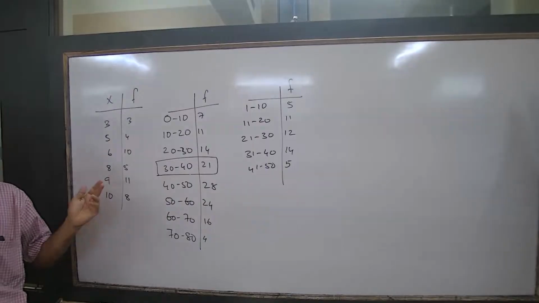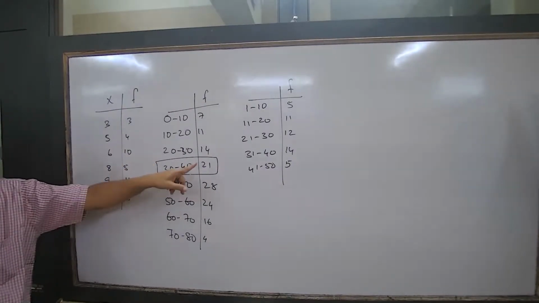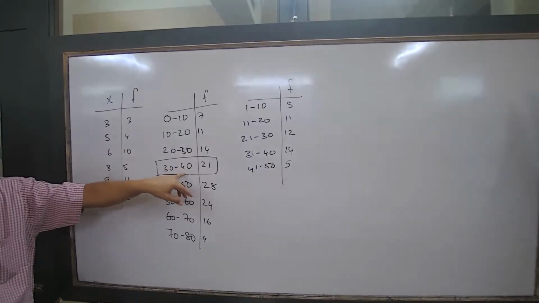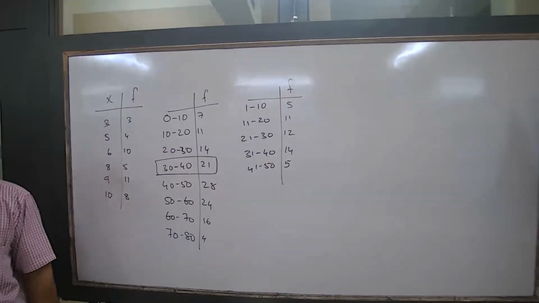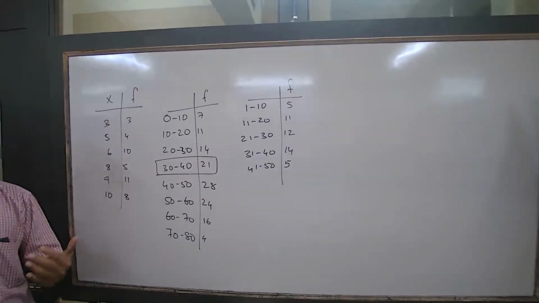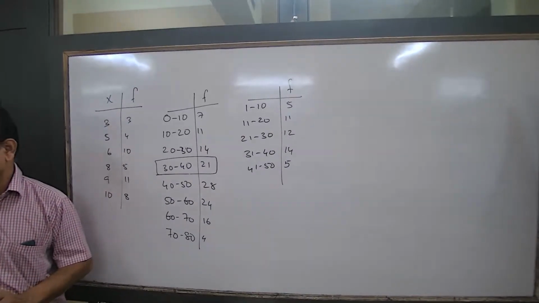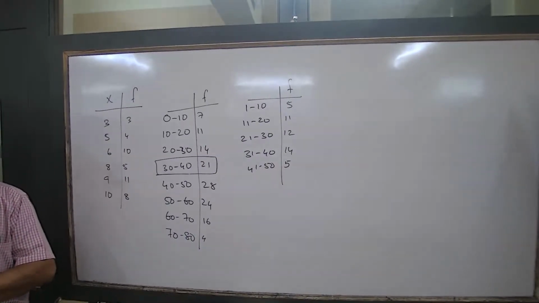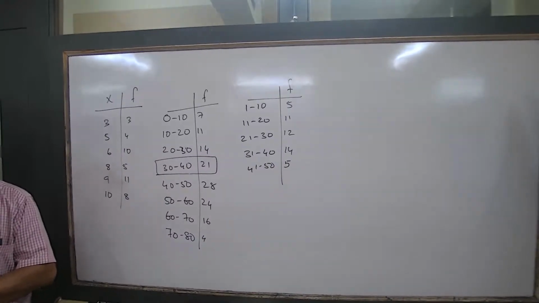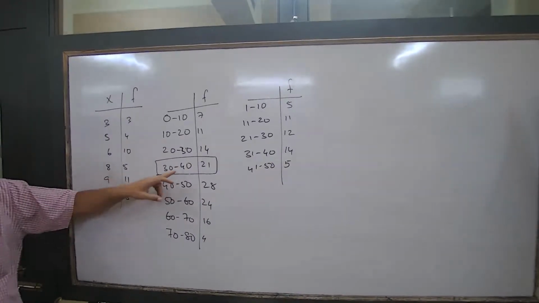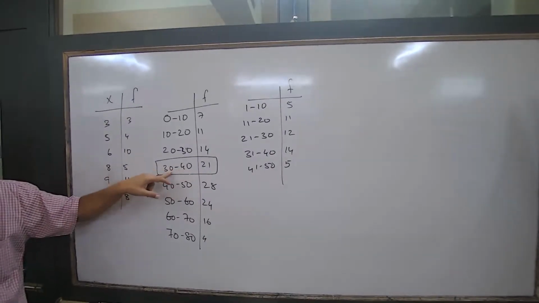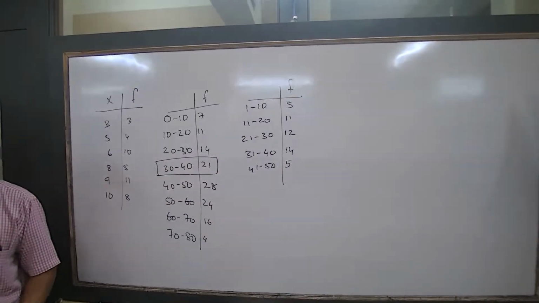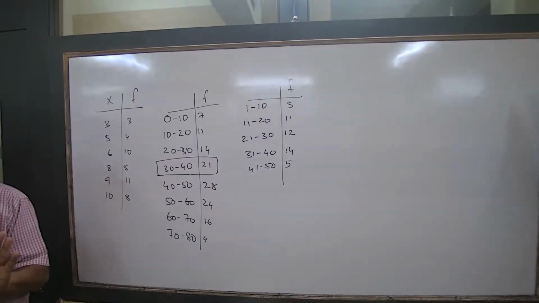Following or not? Okay. What is the frequency of this class? 21. Have we followed three things? What is 30? Lower limit. What is 40? Upper limit. What is 21? Frequency. Now two, three words more. Next one is called class size. There are three words we use for this: class size, class width or class height. All are the same thing. Do you know what is the difference between these two? 40 minus 30. How much is 40 minus 30? 10. So class size is equal to 10, or class height or class width, all are 10. Have you followed that also?